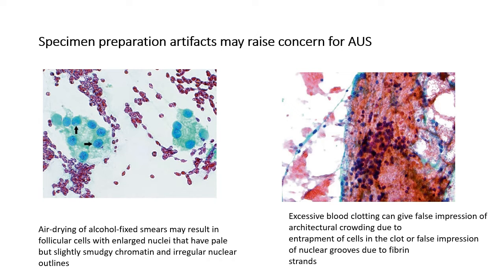Then sometimes specimen preparation artifacts can raise concern for AUS. For example, air drying of the alcohol fixed smears. Sometimes the alcohol fixed smears get air dried initially, so that can result in enlarged looking nuclei which look pale with irregular nuclear outlines. And also excessive blood clotting can give a false impression of architectural overcrowding due to entrapment of cells in the clot, and presence of fibrin strands can give a false impression of nuclear grooves. So in such cases it should be repeated.